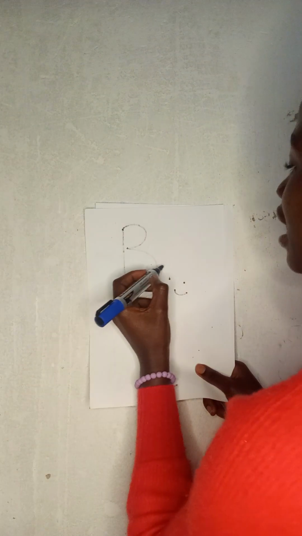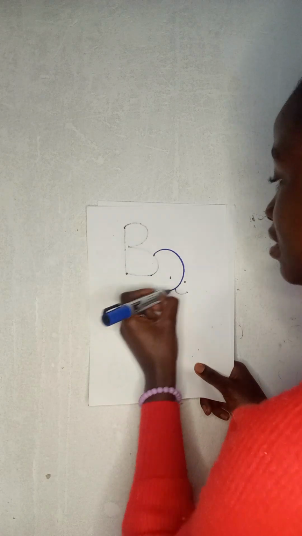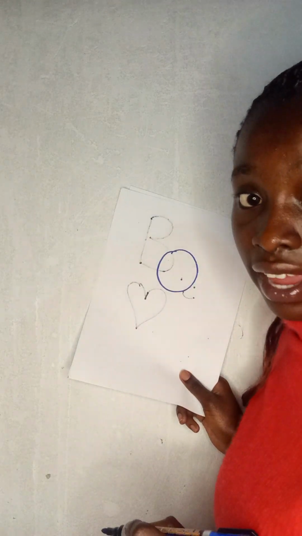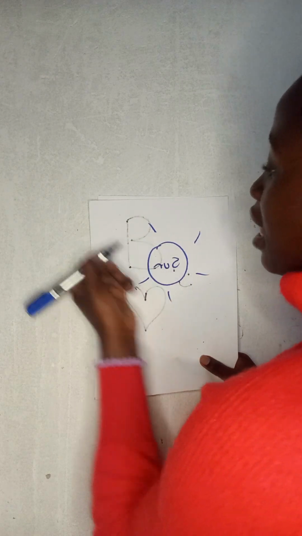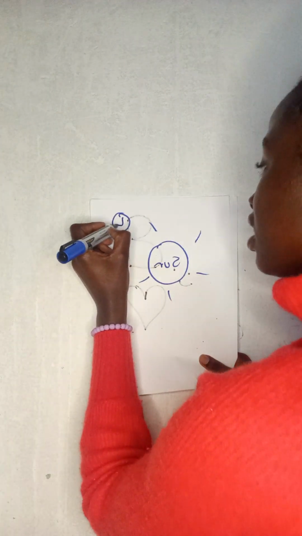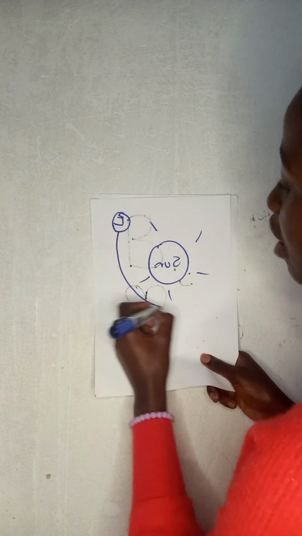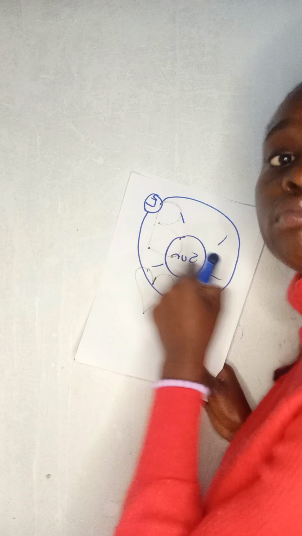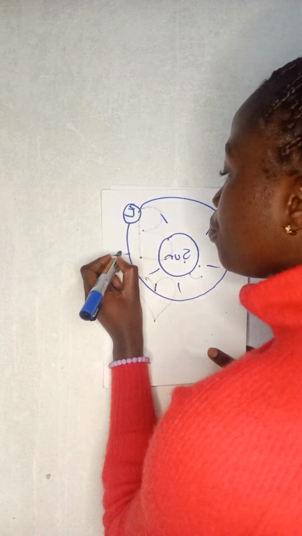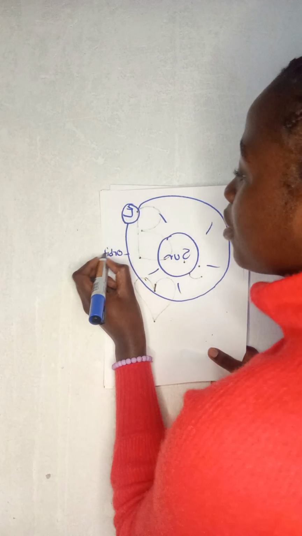So for example, this is the Earth, right? This is the sun. The sun is larger than the Earth, okay? So this is the sun, and then this is the Earth. Since the Earth revolves around the sun in a curved path, that makes this the orbit, and this makes the Earth a satellite, right?